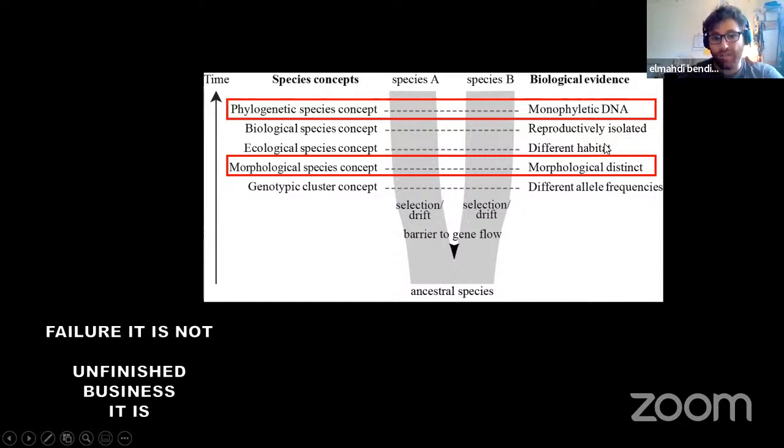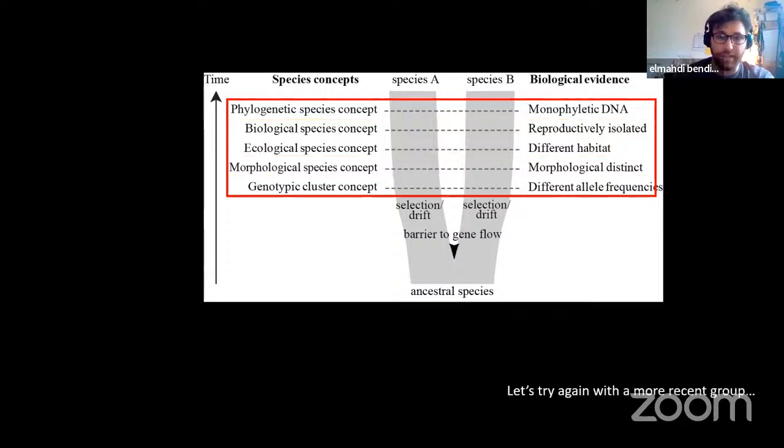The paper was not talking much about different habitats, so it wasn't talking a lot about the ecology of those organisms. And the fact that the genotypic cluster concept was not assessed as well is not a big issue, but it could have been helpful to at least estimate what is going on in terms of biological species concept, because we are separating those concepts, but they are all linked in a way. Again, it's not a failure. It's just an unfinished business due to the limitation of the technology at that time.